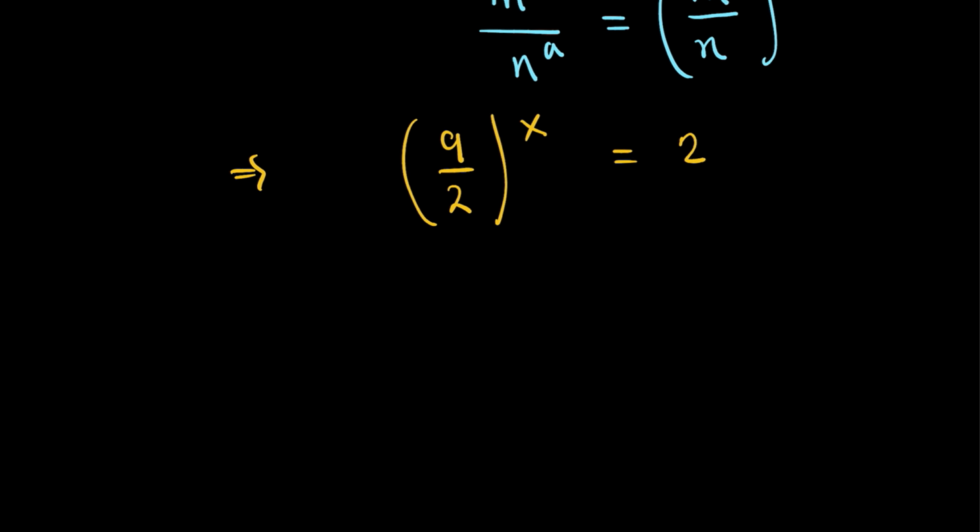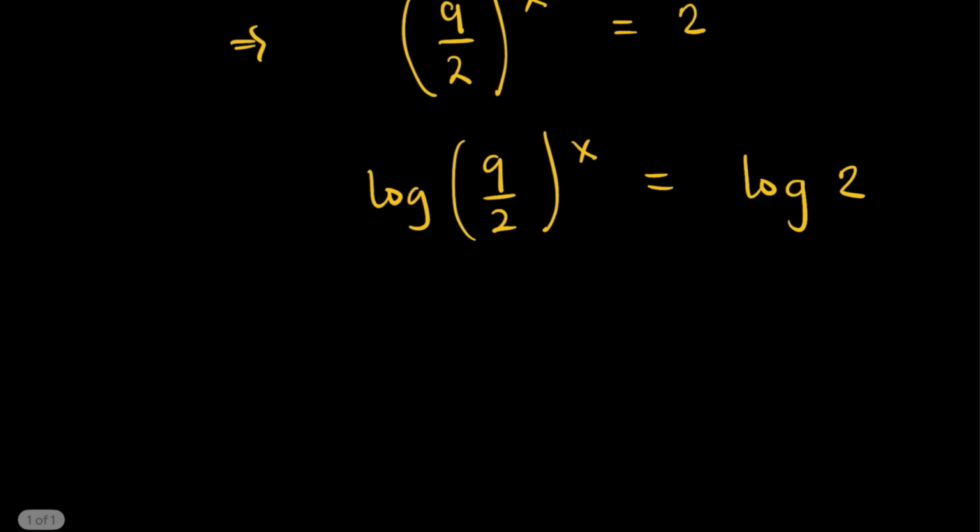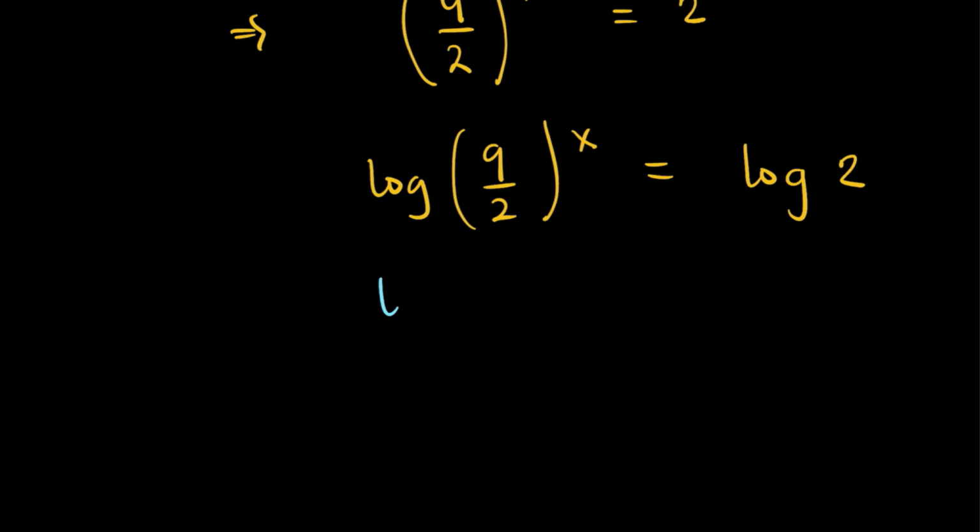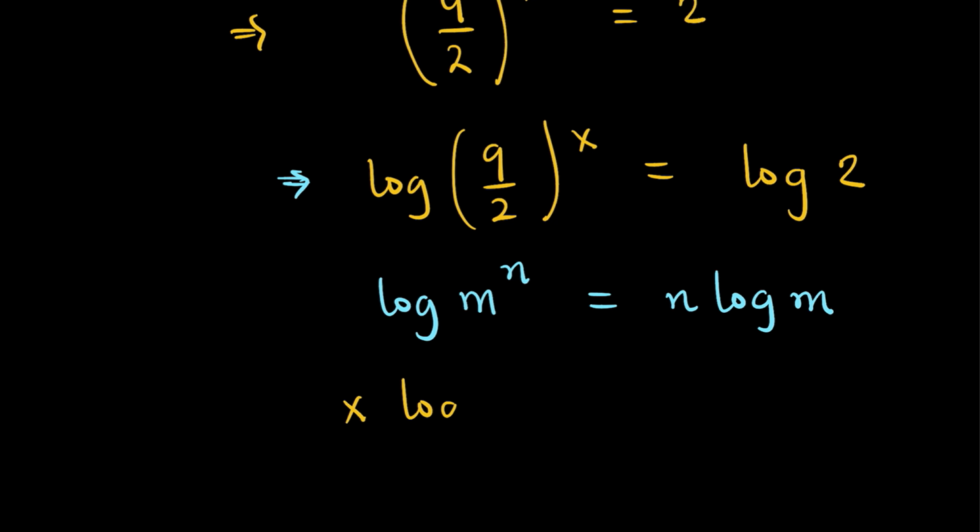And now we have an exponential equation, and we can take the logarithm of both sides. So we're going to say log of 9 over 2 raised to power x is equal to log 2. By law of logarithm, given log m raised to power n, we can also write this as n times log m, so that our equation becomes x times log 9 over 2 is equal to log 2.